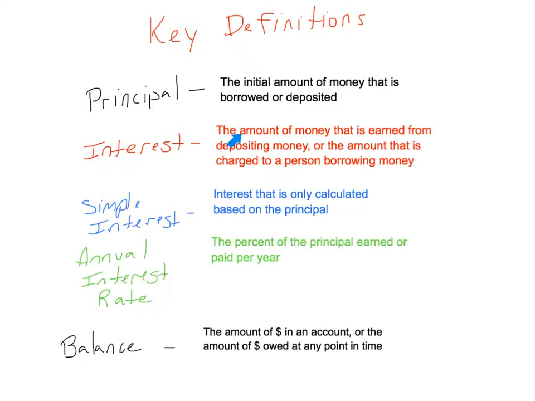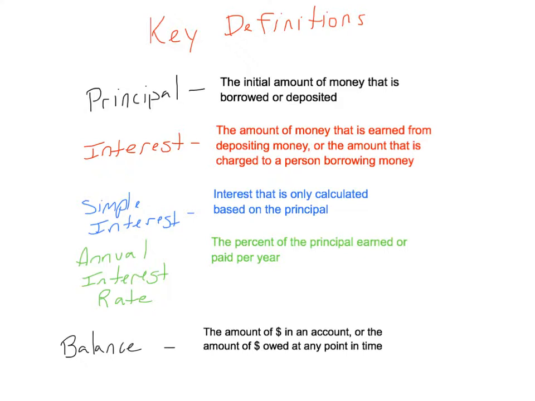Interest is just the amount of money that is earned from depositing money. So if you go to the bank and you put it in a savings account, you're going to earn some interest. The bank wants you to keep your money with them, and so they're going to pay you just a little bit to do that. But it's also the amount that is charged to a person that's borrowing money.